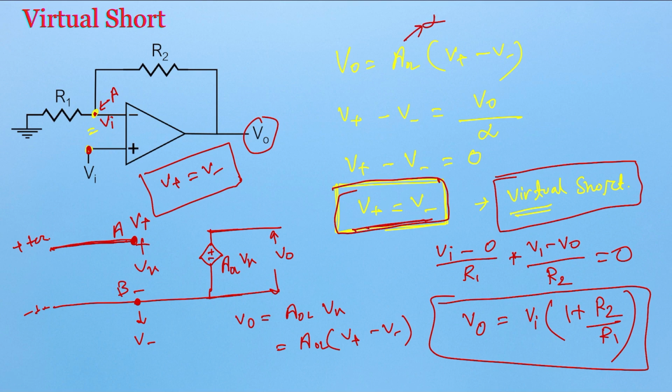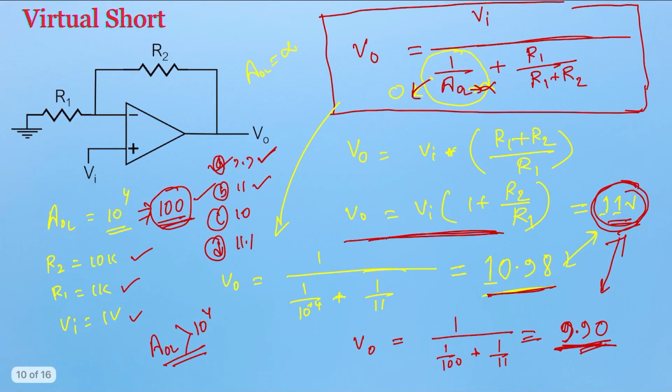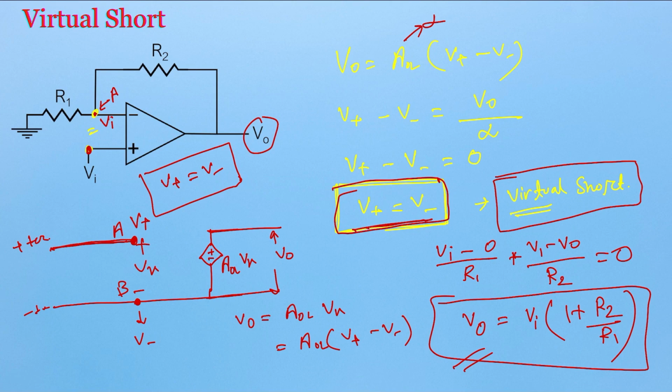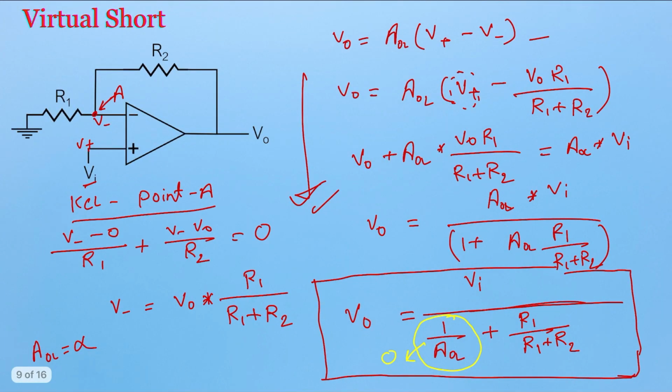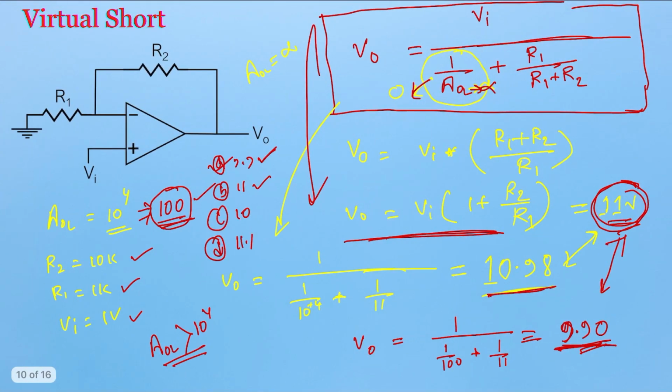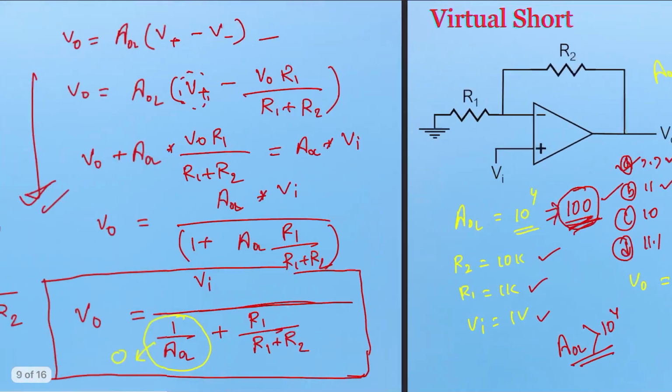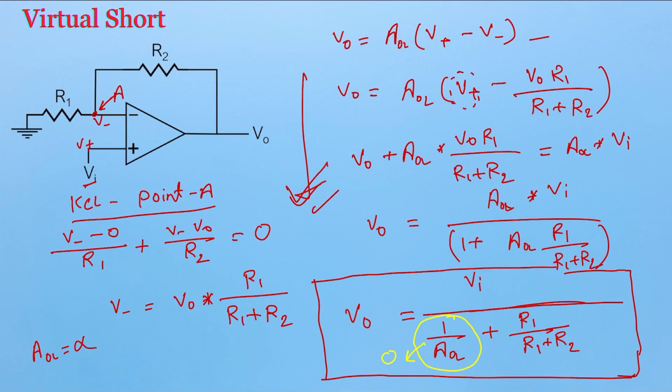And why do we need virtual short? As we all know, the op-amp open loop gain is much higher. So if we consider virtual short, then the calculation is much easier. It's just a two-line calculation. But without considering virtual short, it is a very lengthy process. That's why we need the virtual short. But in some exams like GATE, JAM, they will give you the value of open loop gain. At that time, you need to do it like this, or you just remember this equation and put the value. That is also okay.